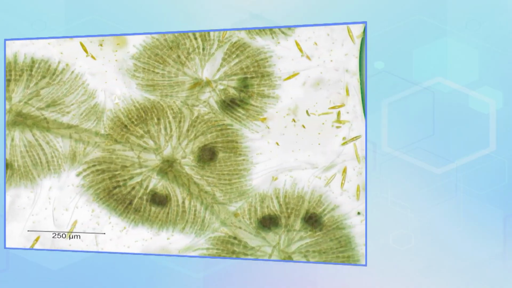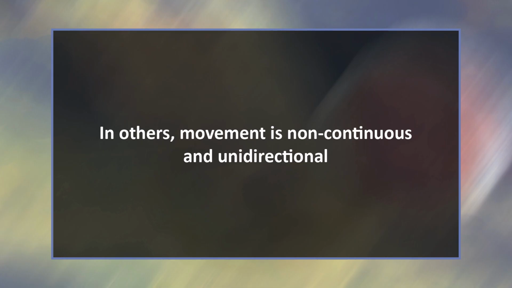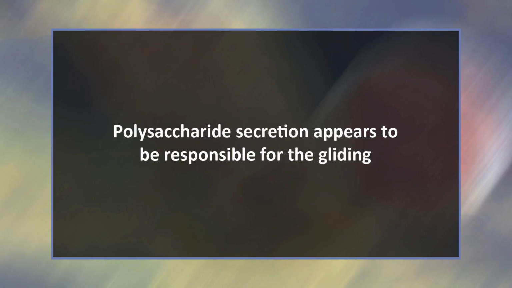Spores, whether monospores, tetraspores or carpospores, of almost all red algae are capable of motility by gliding. Some spores have smooth, directional and continuous gliding, for example, Batrachospermum. In others, movement is non-continuous and unidirectional. Polysaccharide secretion appears to be responsible for the gliding.